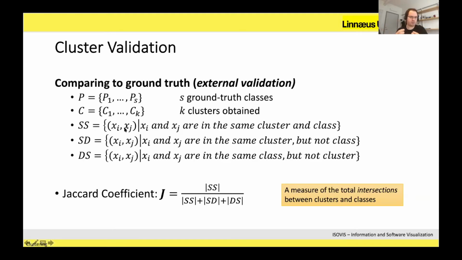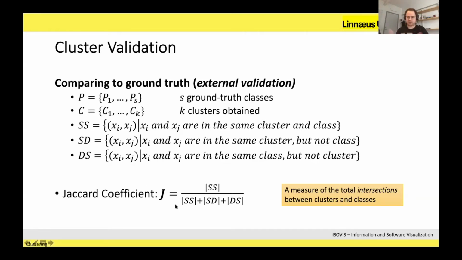So you take a pair of points and you say, okay, these 2 guys, are they in the same cluster? Yes. Are they in the same class? Yes. So this pair, not the points, the pair of points goes into SS. Then take the next pair of points. Again, are they in the same cluster? Yes. Are they in the same class? No. So they go to another bucket, SD, and so on and so forth.